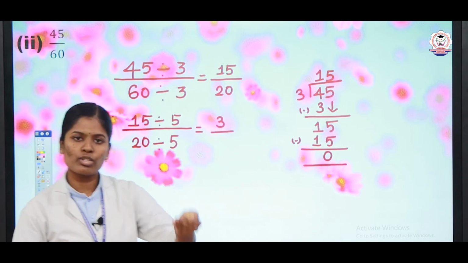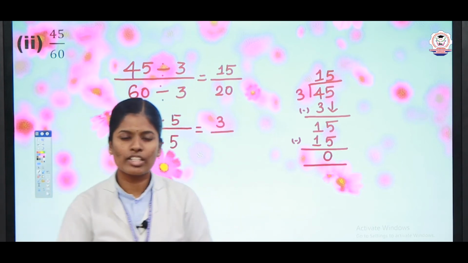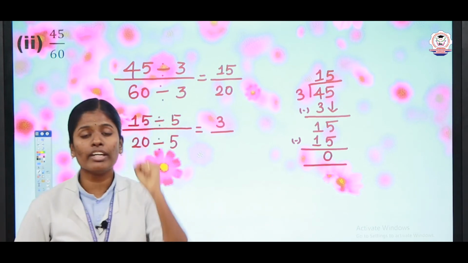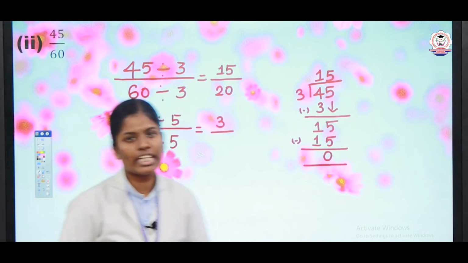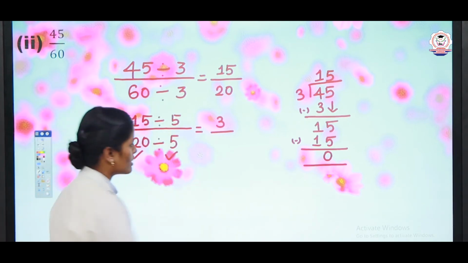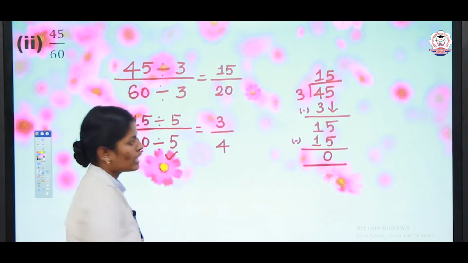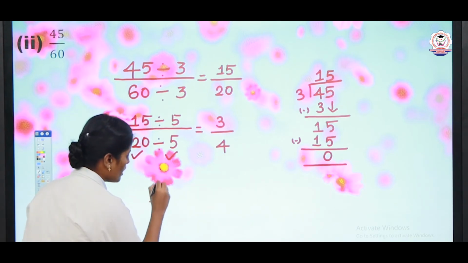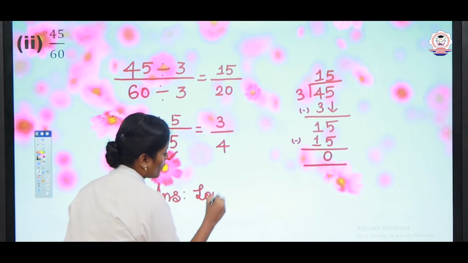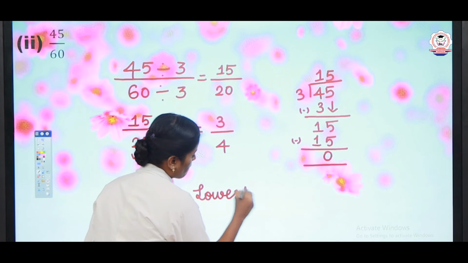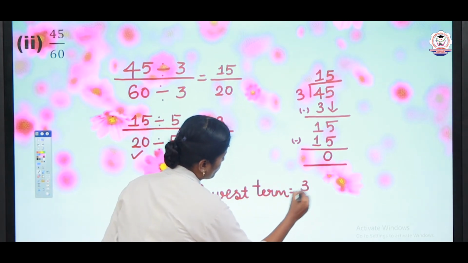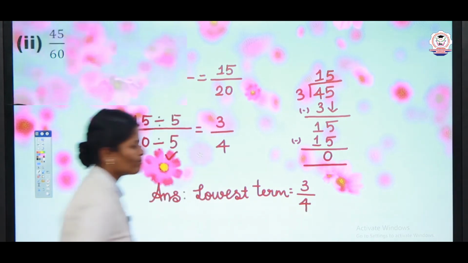Next, you will take the 5 table. 5 table 20 is possible? Yes, 5 zeros are 0, 5 ones are 5, 5 twos are 10, 5 threes are 15, 5 fours are 20. Already 20 is there, 5 is there. So, our answer is 4. Our final answer is 3 by 4. Write the answer: lowest term equal to 3 by 4.